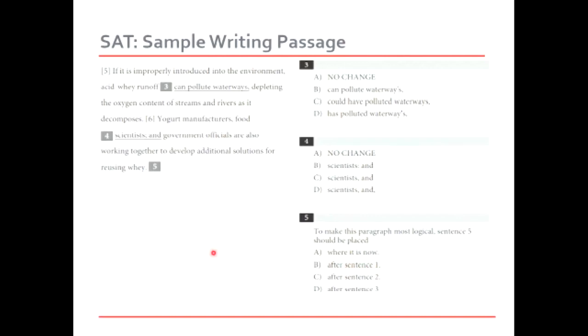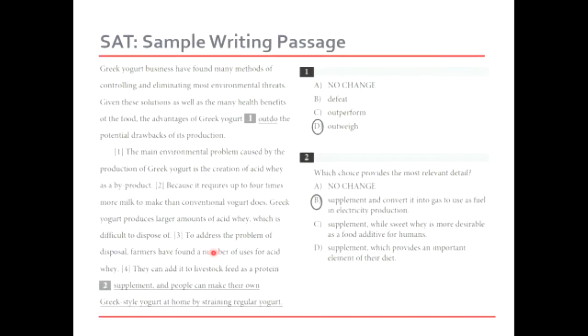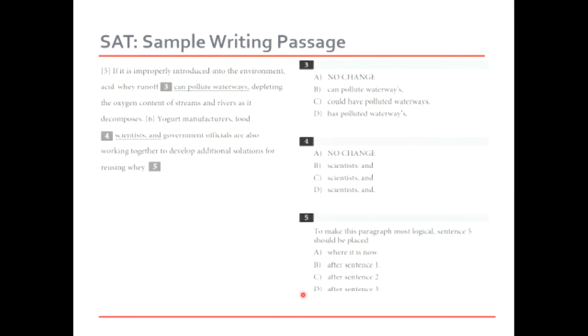after sentence 2. Let's read sentence 2. So sentence 2 says, to address the problem of disposal, farmers have found a number of uses for acid whey. They can add it to livestock feed as a protein supplement, and people can make their own Greek-style yogurt at home by straining regular yogurt. Now, over here, they are mentioning the problem of disposal and what the uses of acid whey are. If you look at this sentence, it is also mentioning how you could reuse whey.